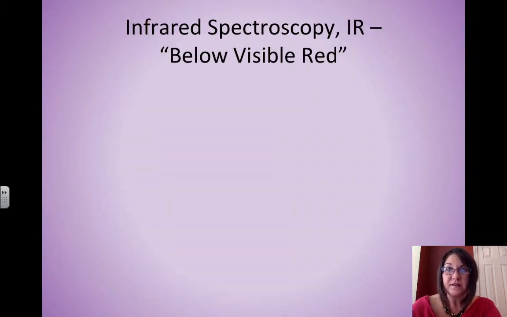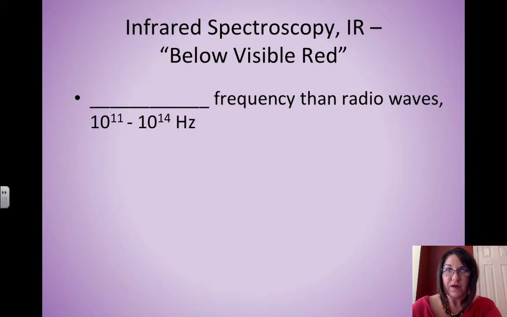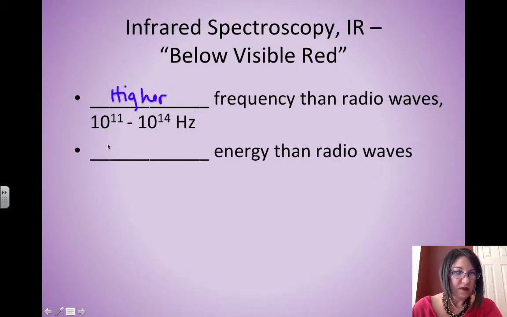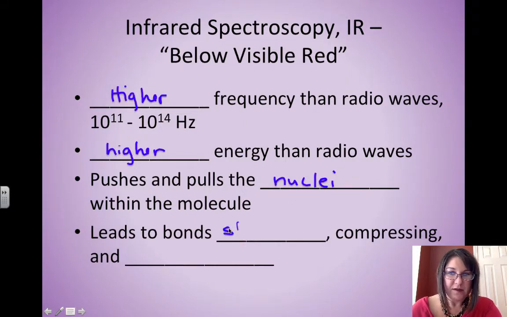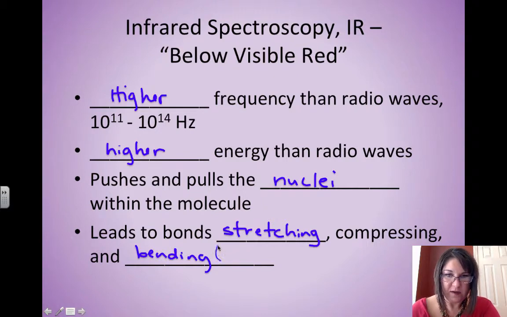Today we're looking at infrared spectroscopy. It's another way of using light to see small things. So infrared is basically the part of the electromagnetic spectrum that is below the visible red. It has a higher frequency than radio waves, but lower than visible light. That means it also has a higher amount of energy in every wave than radio waves do. These waves then have the energy to push or pull the nuclei within the molecule, and this leads to bonds stretching, compressing, and bending. Or sometimes we call this vibrating.